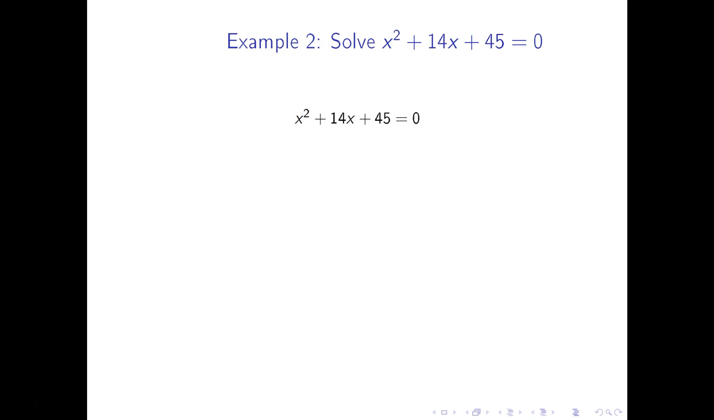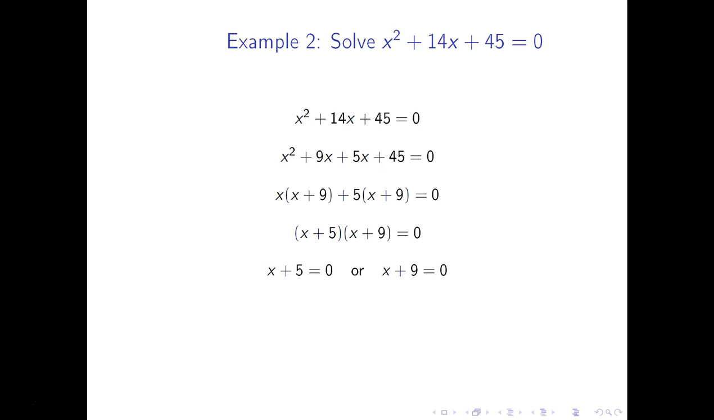All right, so hopefully you factored it. If you did the AC method, you break up the middle term into 9x and 5x, because 9 times 5 is 45. They add up to 14. And you end up with x plus 5 times x plus 9 equal to 0. So again, we can now employ the zero product rule. And so we have x plus 5 is equal to 0, or x plus 9 is equal to 0.